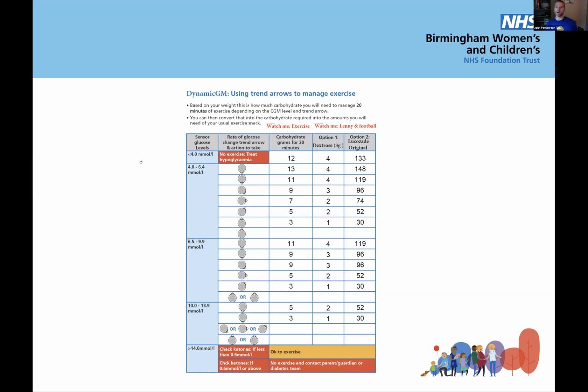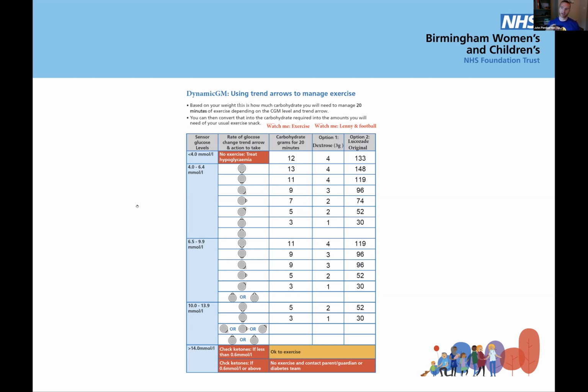So again, when you have a look at the booklet, you can pop your weight in and it will adjust for that according to you. So you can get an idea of how much glucose for every 20 minutes you will need to manage this activity. Gone are the days where you can just say a level of 8 is fine. If it's a level of 8 with a double arrow going down and this person is only about 25 kilos, you would need 11 grams of glucose, which is 4 dextrose tablets.